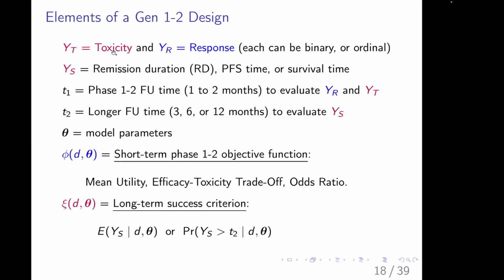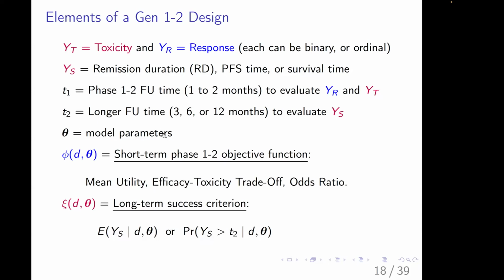So here are the elements of the design. I'll denote toxicity in red by YT, response in blue by YR, YS is remission duration, or PFS time, or survival time. Now here are the 2 follow-up times. T1 is the short time, which usually is like 1 to 2 months to evaluate response and toxicity. T sub 2 is the longer follow-up, which is 3, 6, or 12 months to evaluate the long-term outcome, the time to event outcome. And model parameters are denoted by theta.